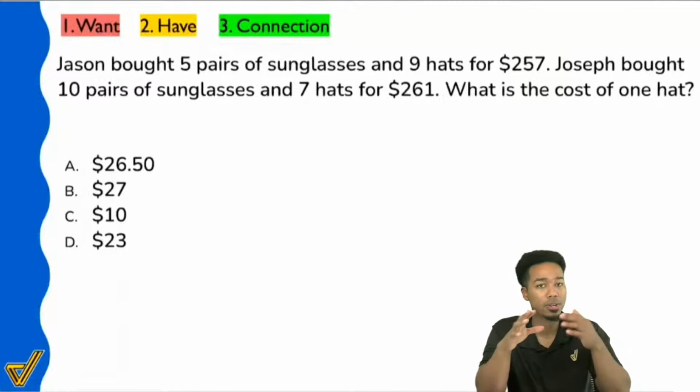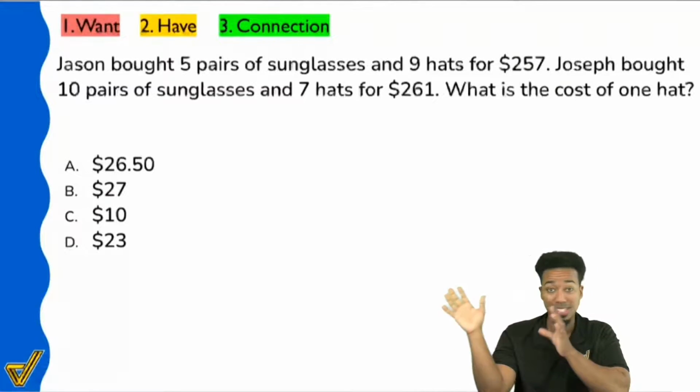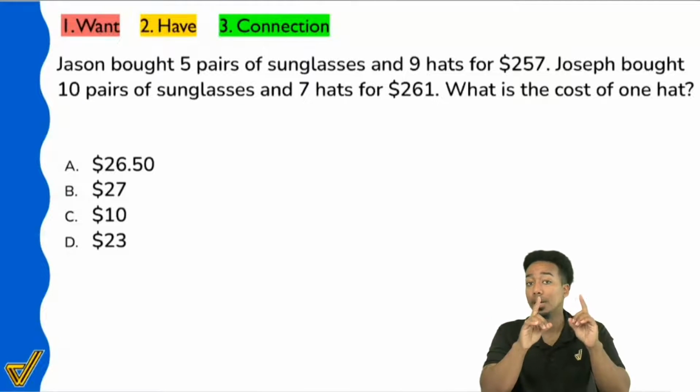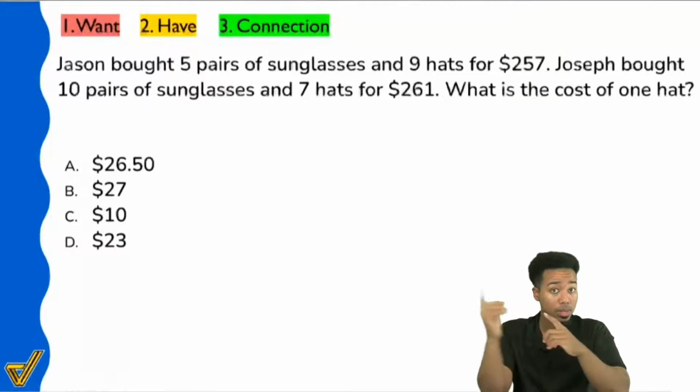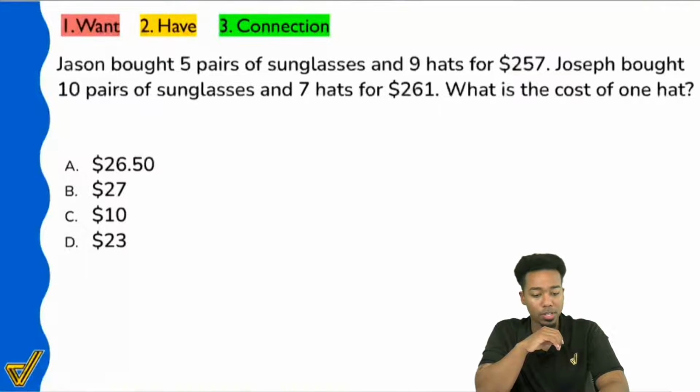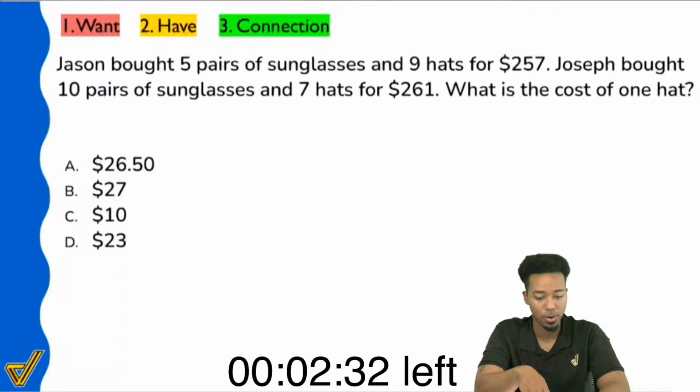But remember, this is the same exact concept. But it's going to be a little tougher in terms of the context, in terms of the setup. This is what you've got to worry about. All right? So with that, I'm going to give you 2 minutes and 30 seconds. Give yourself that shot. Here we go. Timer is started. Go ahead.